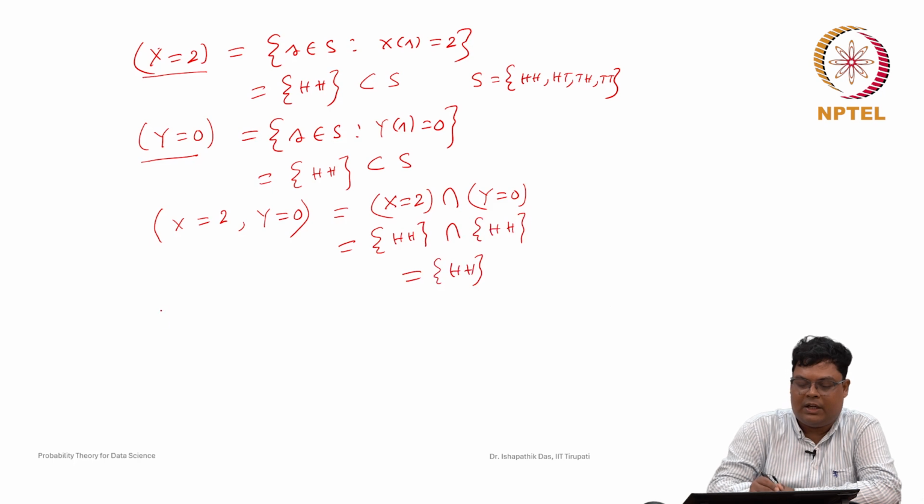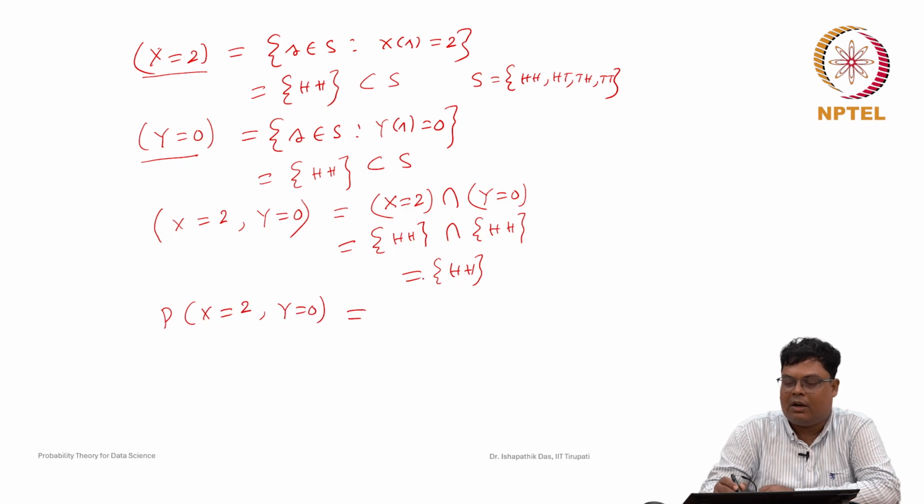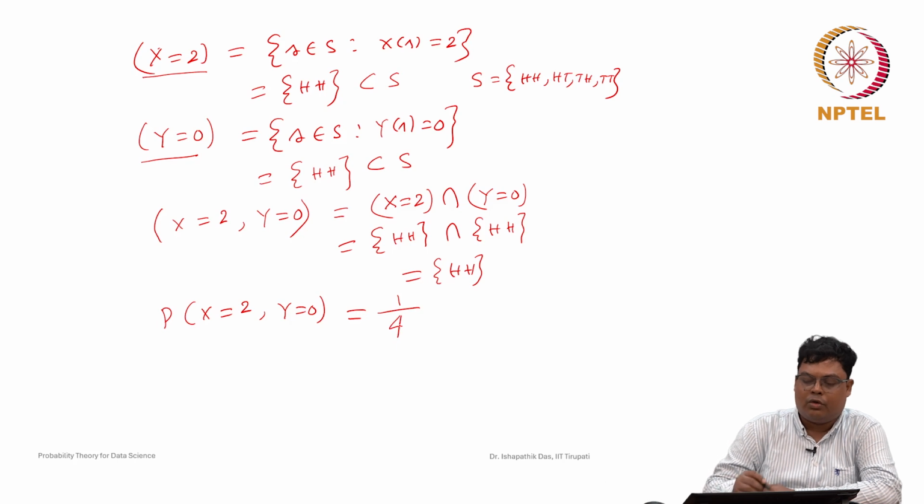So, now we can easily find out what will be the probability of x equal to 2, y is equal to 0. This probability is nothing but, there are 4 equally likely points, because we consider the probability of head as half. It is an unbiased coin we have assumed. So, this is nothing but 1 out of 4, this is 1 by 4. So, in general, how do we define this?